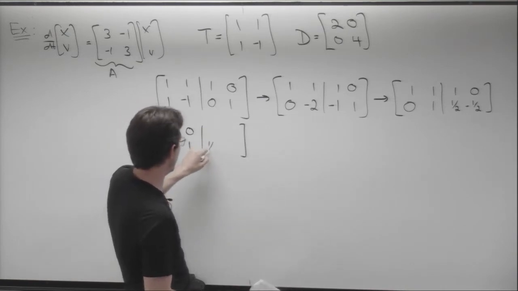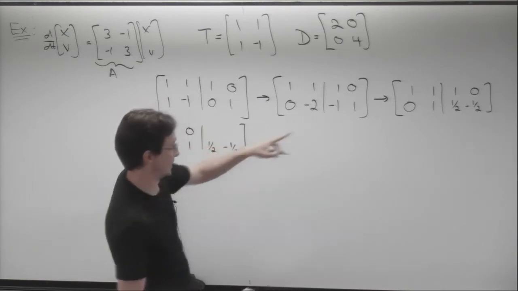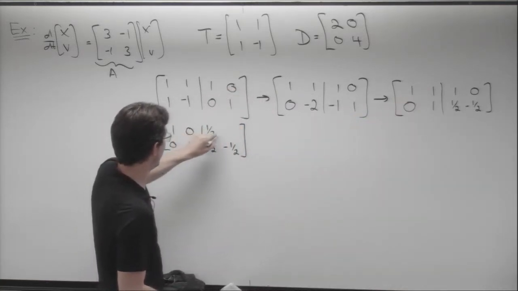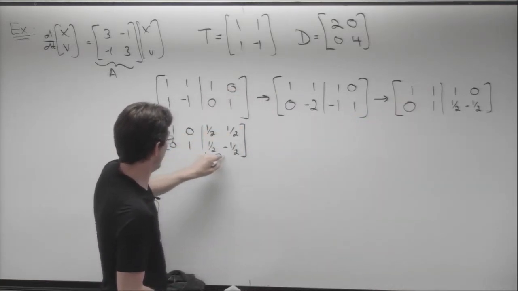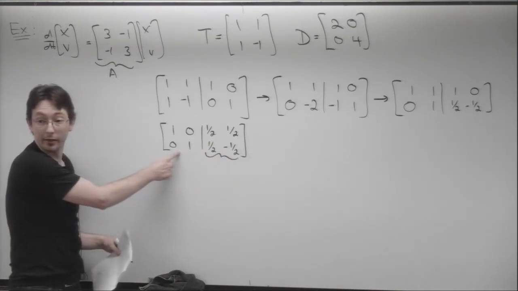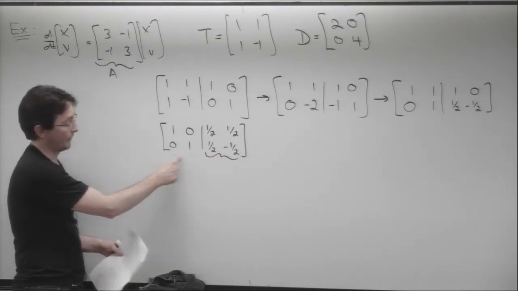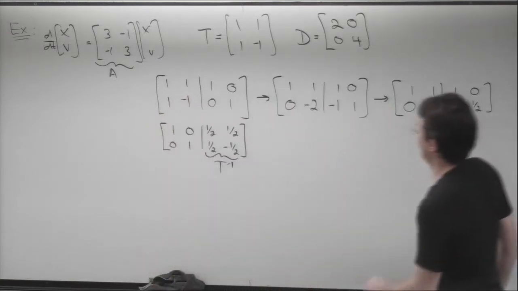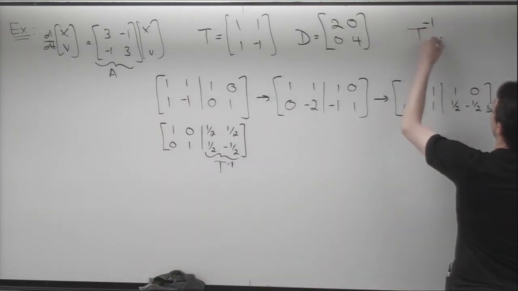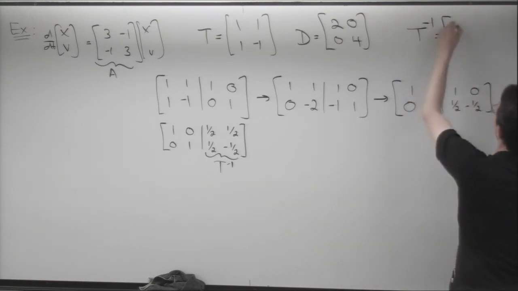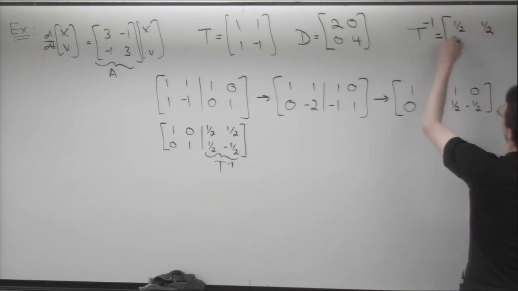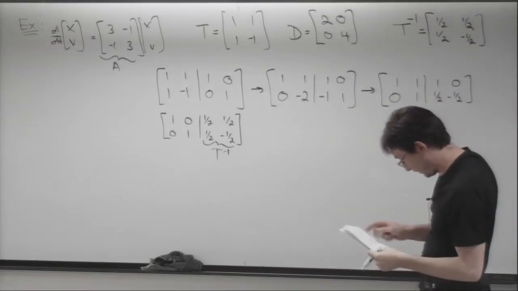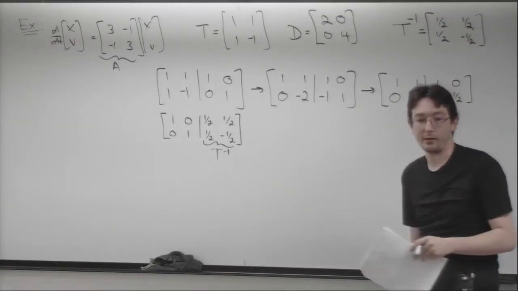So the bottom row doesn't change now. But the top row, I've subtracted the bottom row from the top row, so I get 1/2, 1/2. Now, this matrix on the left that used to be T is the identity, and this is T inverse. Okay, so T inverse is 1/2, 1/2, 1/2, minus 1/2. And good, that's right.